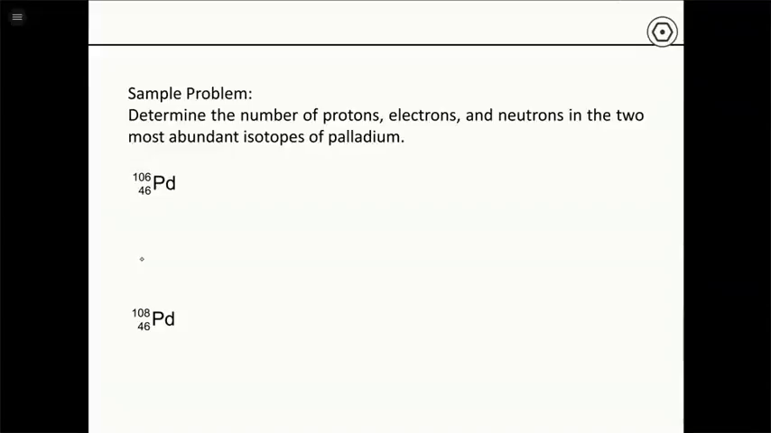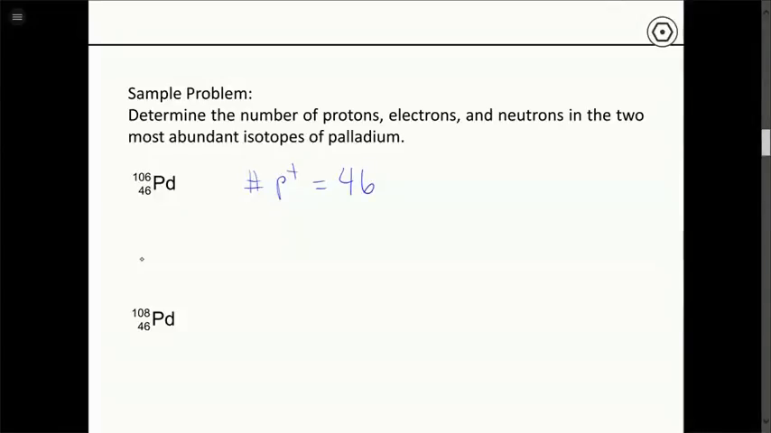So if we want to know the number of protons, neutrons, and electrons in this, protons and neutrons come directly from the symbol. So the number of protons is just this number here, 46. So we gave you the symbol, so you just have to read that number off to get the number of protons. There's nothing more to it.